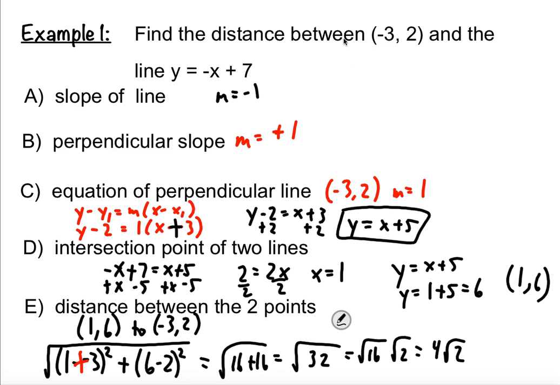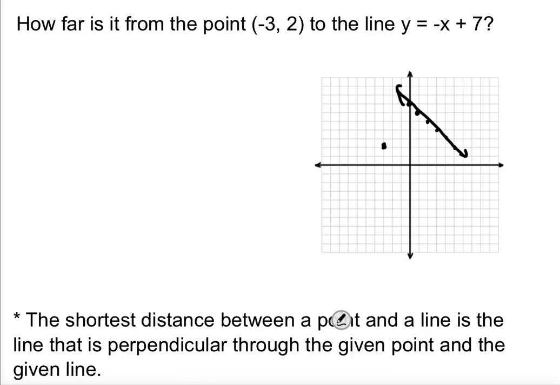So let's go back to our slide that we had previously. Over here we had that (-3, 2). And does it make sense that our point of intersection would be (1, 6)?